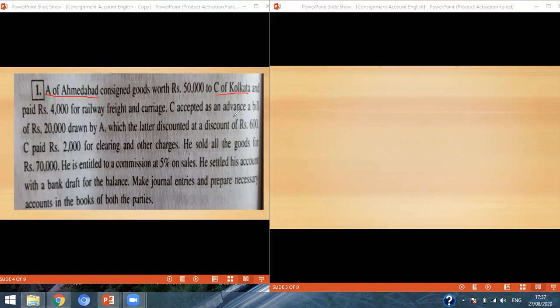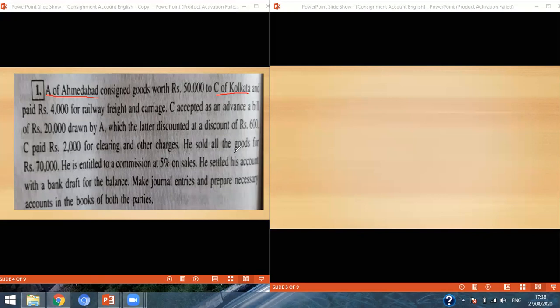C accepted as an advance a bill of rupees 20,000 drawn by A. So C gave the bill of 20,000 as advance, which A later discounted at a discount of rupees 600. Okay, means A has discounted these bills afterwards with the discount of 600. C paid rupees 2,000 for clearing and other charges. C has paid some expenses. Now we have to understand these expenses are on behalf of the consignor.